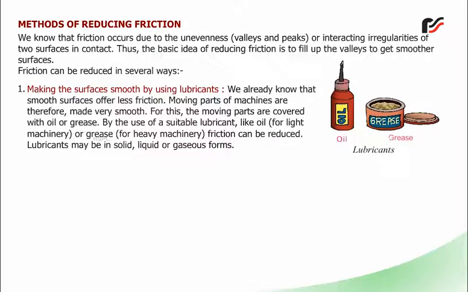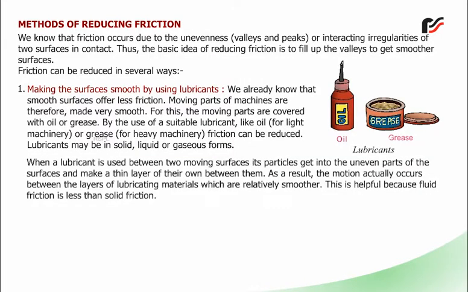1. Making the surface smooth by using lubricants. We already know that smooth surfaces offer less friction. Moving parts of machines are therefore made very smooth. For this, the moving parts are covered with oil or grease. By the use of a suitable lubricant, like oil for light machinery or grease for heavy machinery, friction can be reduced. Lubricants may be in solid, liquid or gaseous forms.